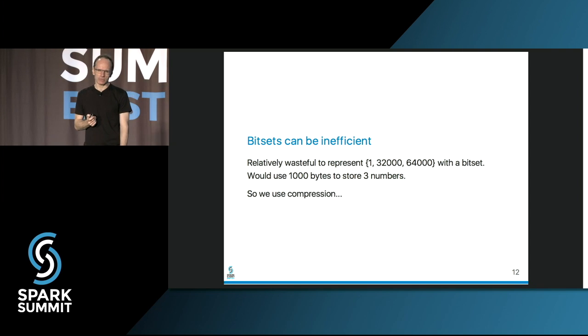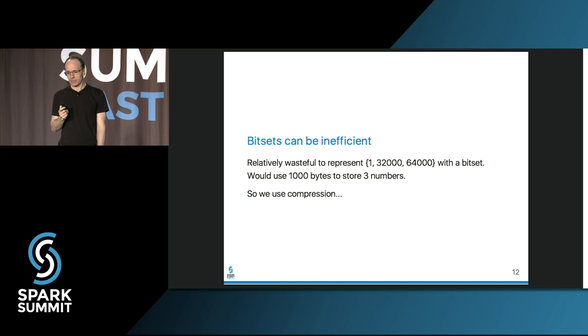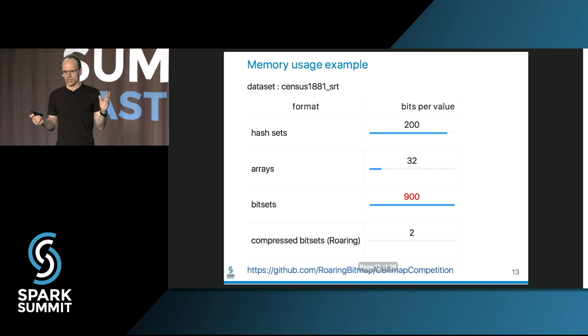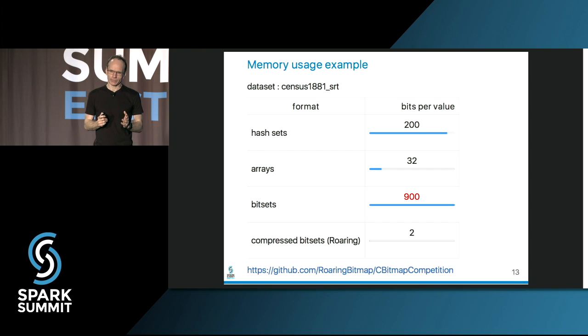But there's a bit of a problem, is that in some cases, if your data does not fit the right pattern, it can also be crazily inefficient. So if I want to represent a set with a few elements, but one of the values is very large, then I'm going to use like maybe 1,000 bytes per entry, which is really not good. So I'm going to have lots and lots of zeros, lots of words with nothing in them. So this is not good. So for this reason, we use compression.